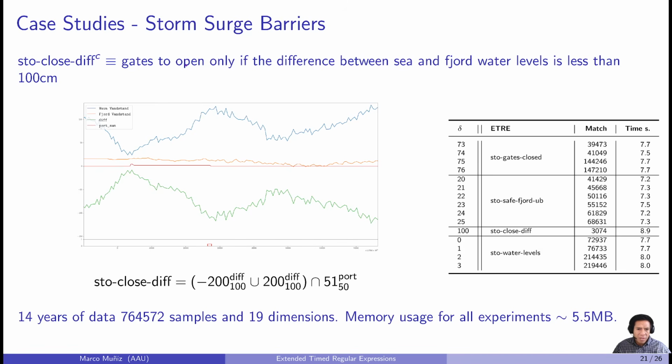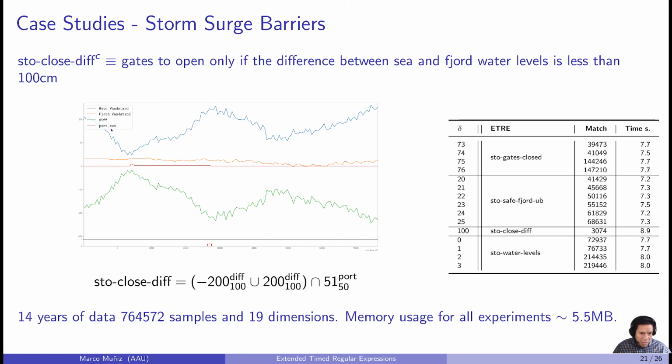So the gates should be open only if the difference between the sea and the fjord water is less than 100 centimeters. So we're talking about a difference. This is not in the data. So by doing some pre-processing, we have added a channel diff that has the difference between the two levels. This is in green, right? So green here is the difference between the water in the sea and the water in the fjord.